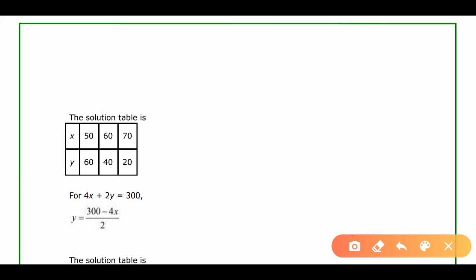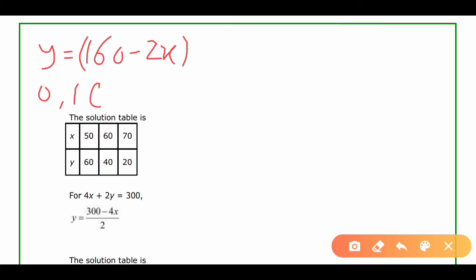Now we will discuss a shortcut method. For the first equation, we have y equals 160 minus 2x. So first we will replace x equals 0. So we will get 0, 160. Okay, now we will replace y equals 0. So we will get x equals 160 upon 2, that means 80, 0. So these are the two coordinates for the first equation.